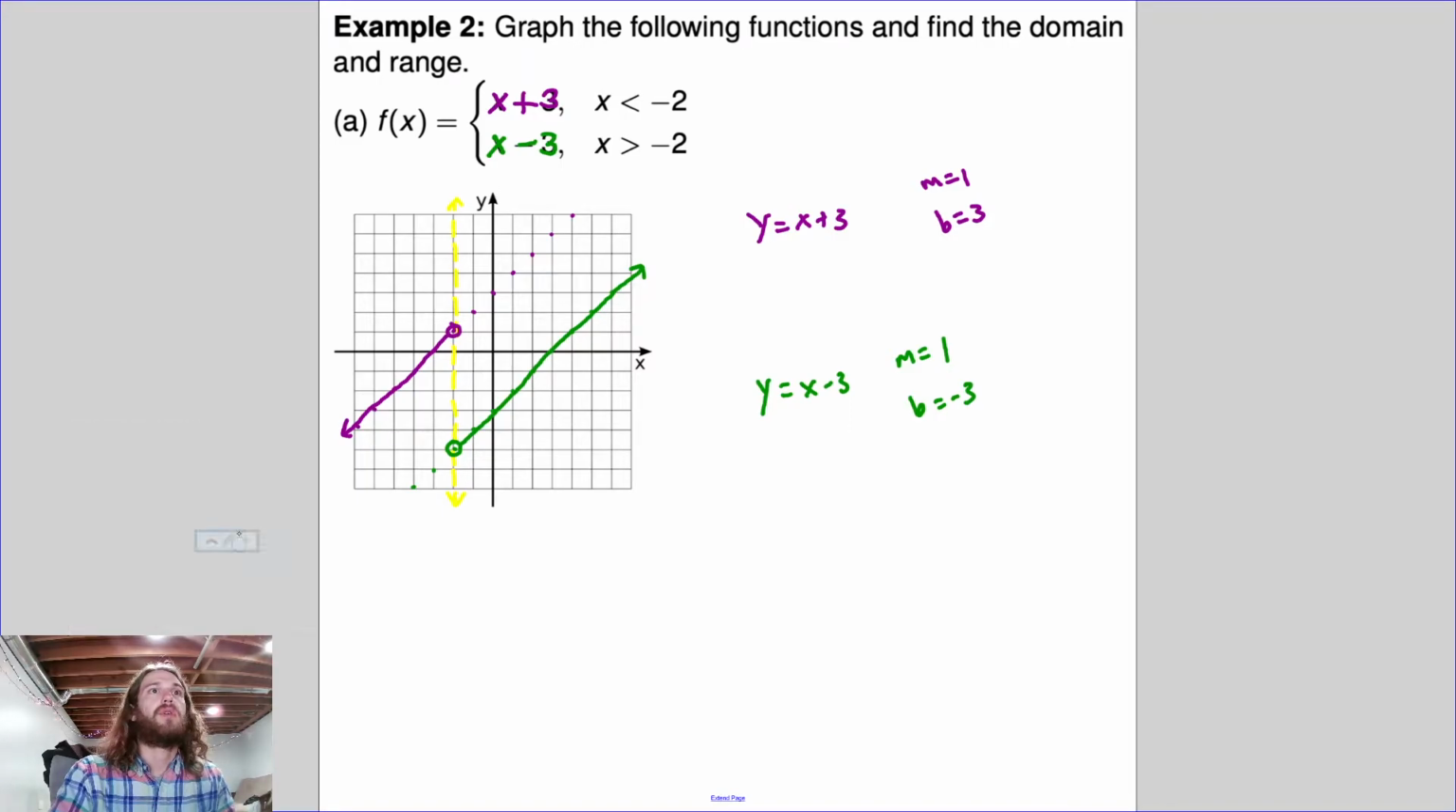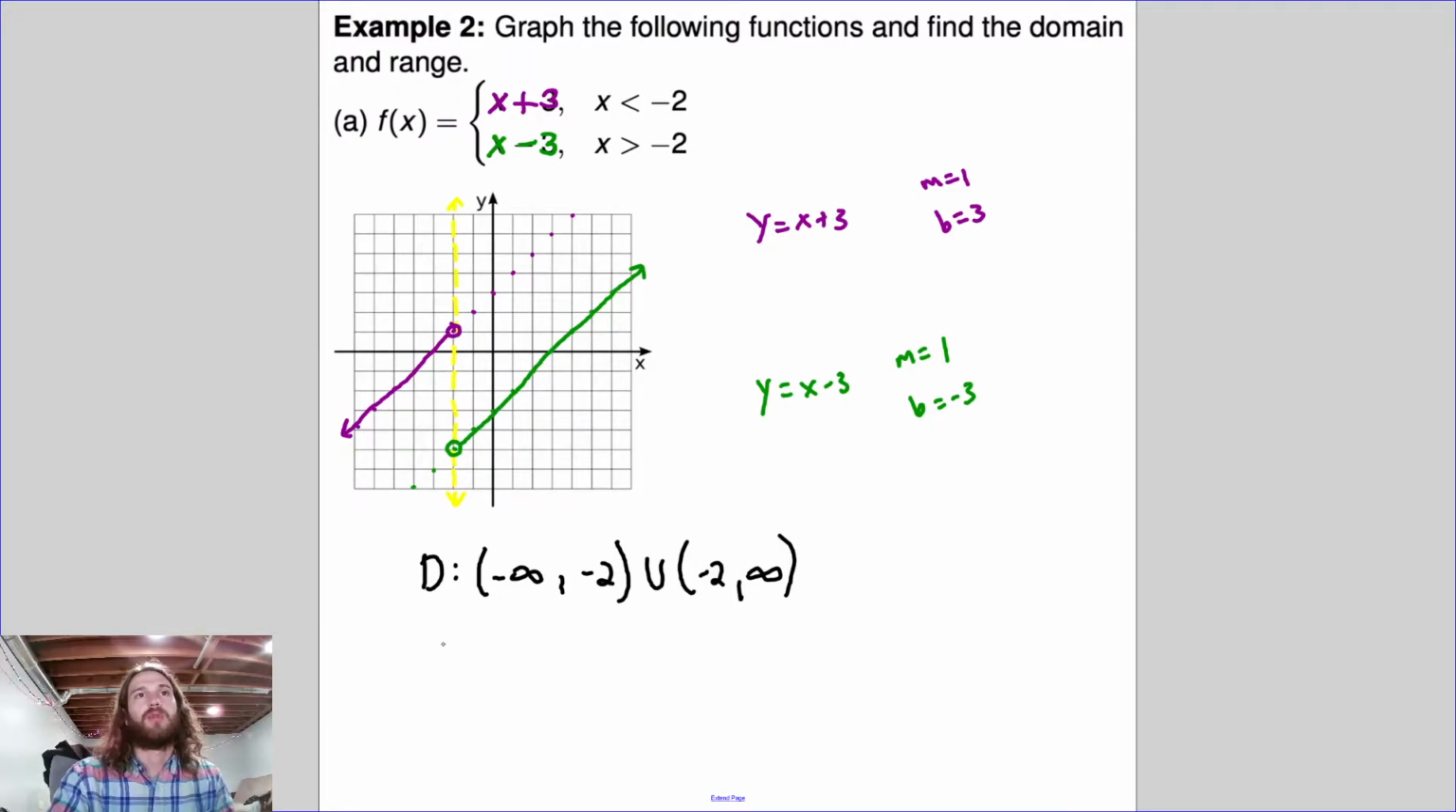Domain and range is every possible x value. So the domain here, the lowest x value, this continues going, so it's going to be negative infinity, all the way up to, now this is where it gets a little tricky. Are there any holes or any spots where there isn't an x value? And the answer is yes. On this boundary, negative 2 is not included. So we put negative 2, and then we go from negative 2 up to infinity for the green line. So this one represents the green line, this one represents the purple line, but they don't overlap because neither of these are filled in. Negative 2 is not in our domain, as represented here.